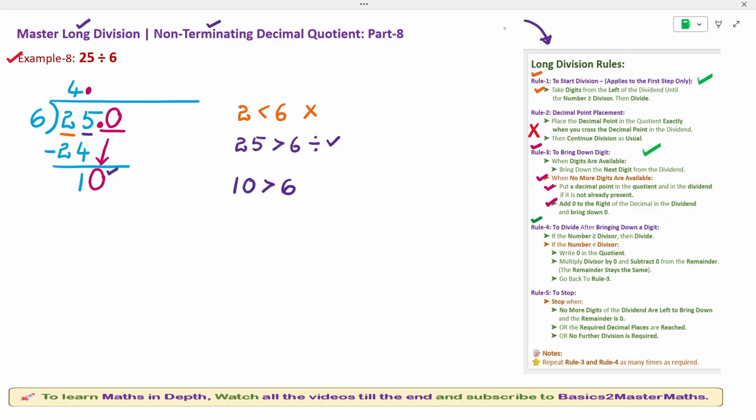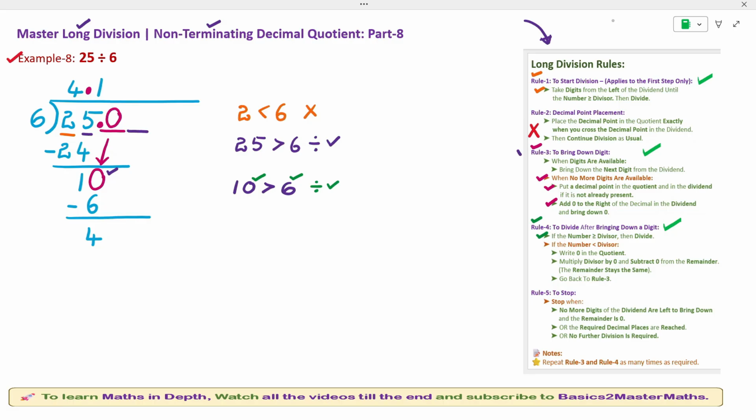Let us apply rule 4. If the number is greater than or equal to the divisor, then divide. 6 ones are 6, so you will get 4 as the remainder. Now rule 4 is complete. Observe, there are no more digits available in the dividend to bring down.